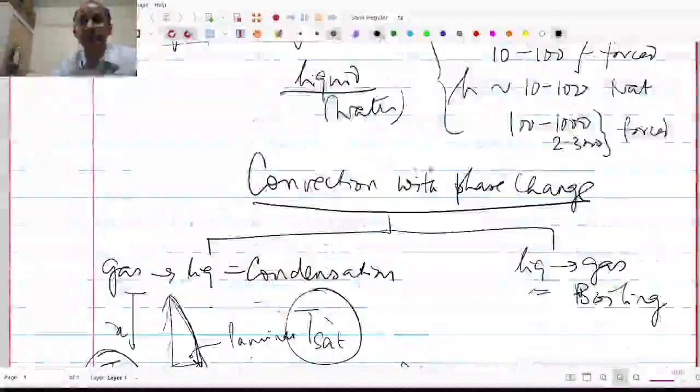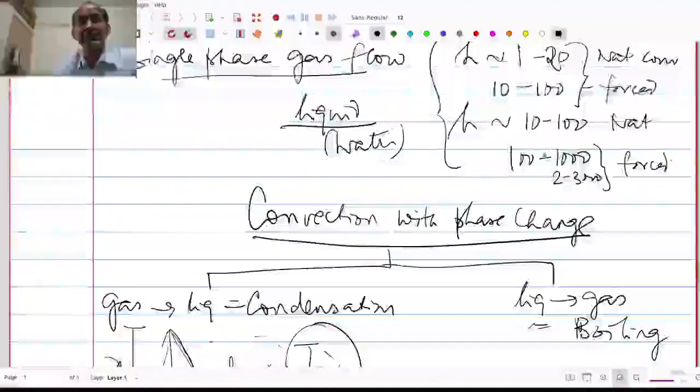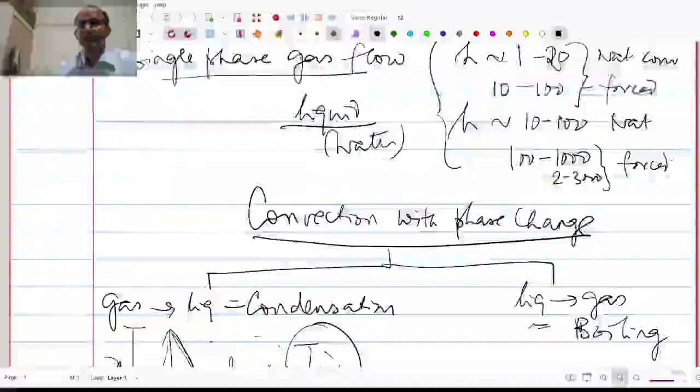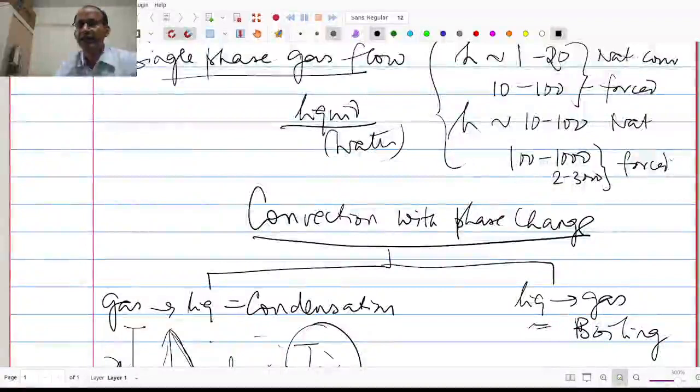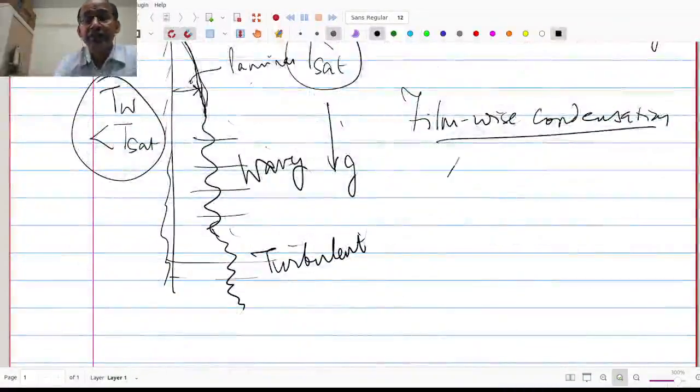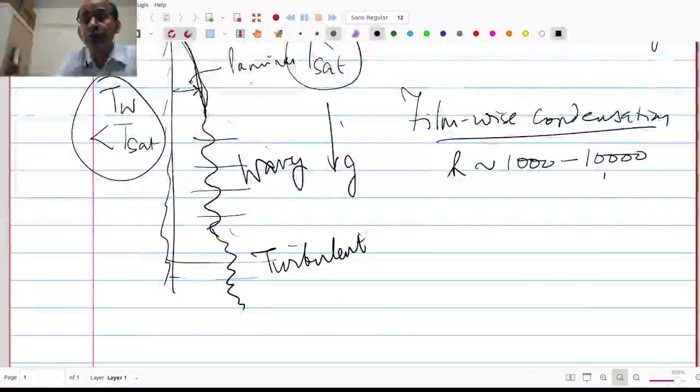So in film-wise condensation, you get heat transfer coefficients substantially higher than what we saw in the single phase. So you have these vapor and liquid heat transfer coefficients. If it is vapor alone, it cannot exceed 100 typically, and if it is liquid alone, it typically does not exceed a couple of thousands, maybe at most a couple of thousands. But in film-wise condensation, the values of h can go in the order of 1000 to 10,000 watts per meter square Kelvin.